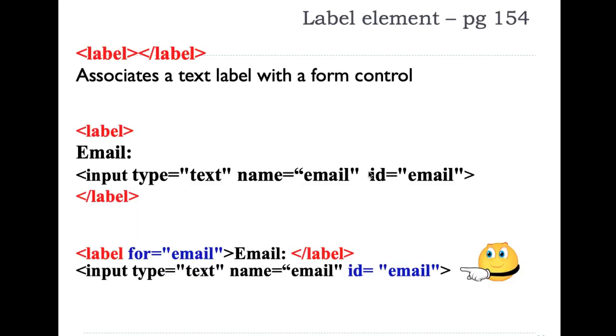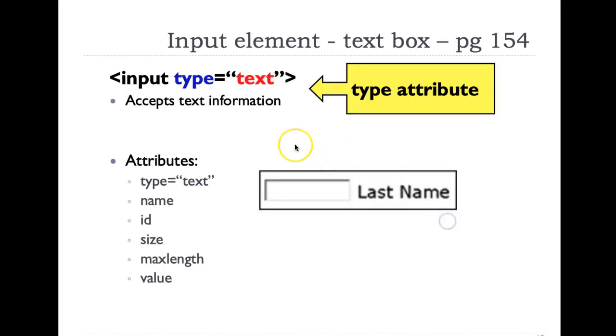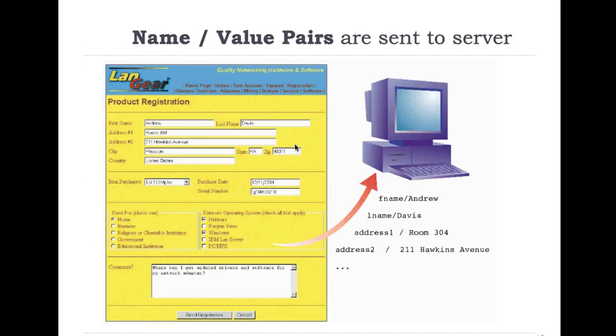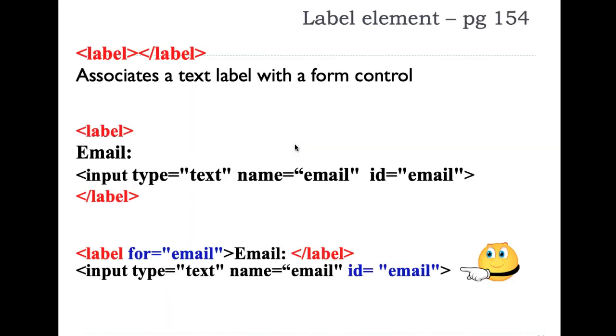So let me go back to this. One second here. There we go. So these name value pairs, again from the previous slide, just as a reminder, would be input type text, name equals fname, and the value is Andrew, as is the same with lname, address1, and address2.